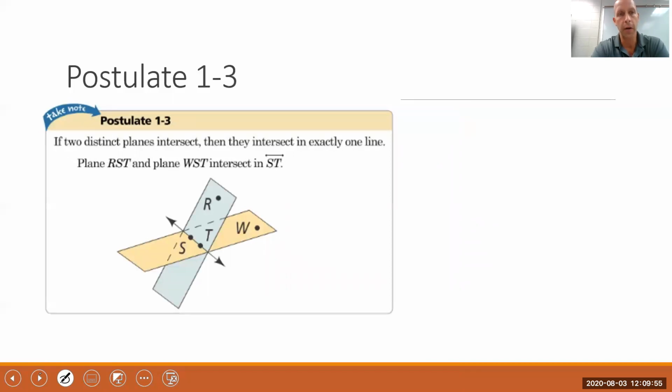And our final postulate here is if 2 planes intersect, then they intersect at exactly one line. So here we have plane RST and plane WST, and their intersection is the line ST. The line ST is the intersection of those 2 planes. Now these are postulates, so we will assume them to be true statements.